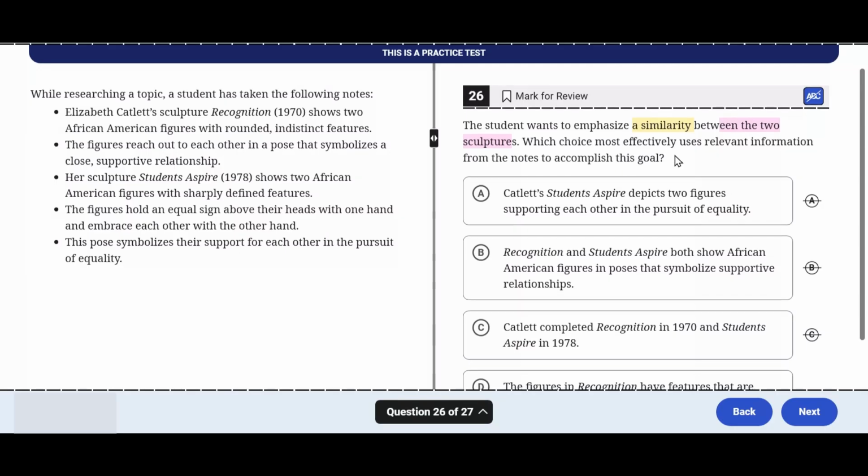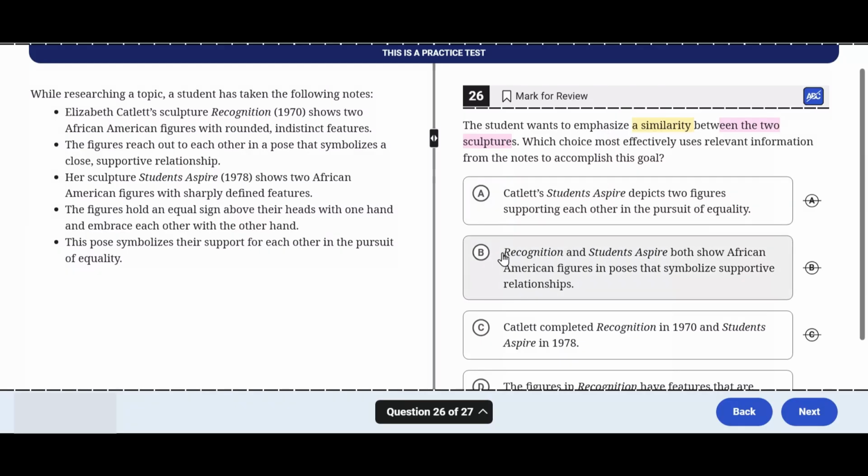So we want to find a similarity between two sculptures. So let's go ahead and read these answer choices. Catlett's Students Aspire depicts two figures supporting each other in the pursuit of equality. So it would be very easy to say, okay, two figures means two sculptures. However, it's important to note that the name of the sculpture is Students Aspire. There are not two sculptures here, there's just one. So it doesn't meet our criteria.